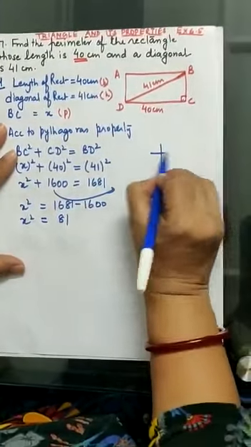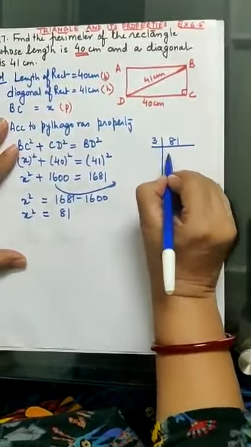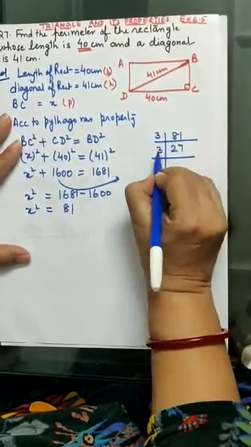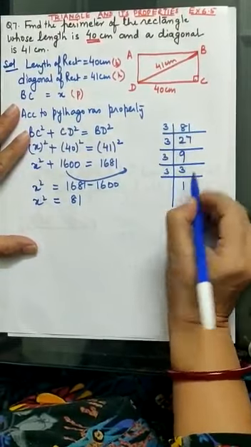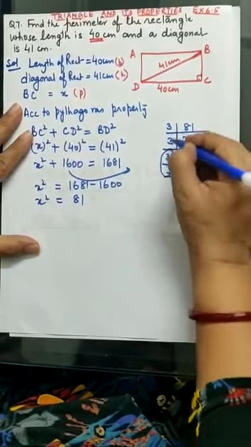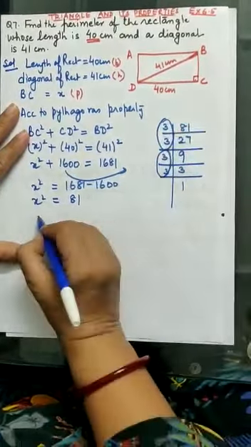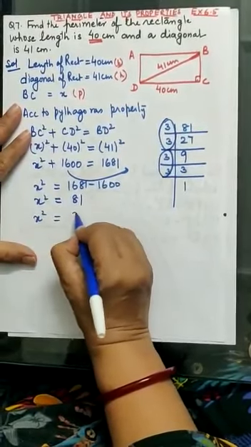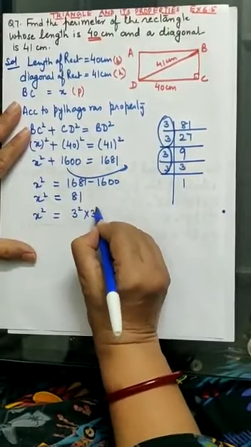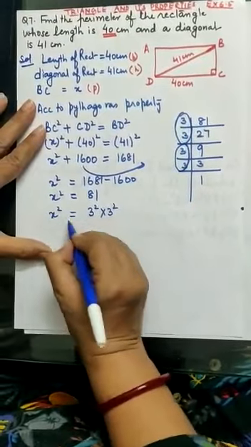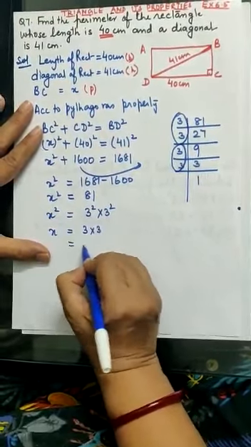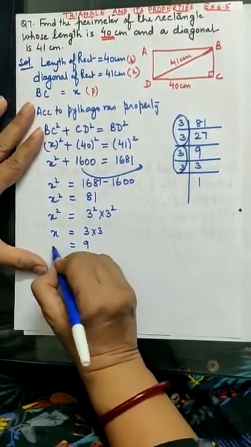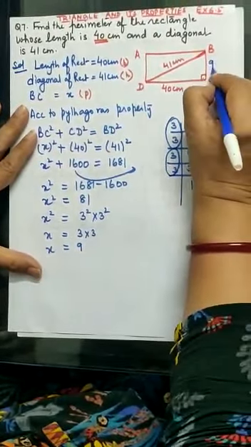Now take the prime factorization of 81. 3 27s are, 3 9s are, 3 3s are, and 3 1s are. So this is 3 into 3 is 3 square, 3 into 3 is 3 square. So what do you get? X square is equal to 3 square into 3 square. Now powers are same, you delete the powers. What do you get? X is equal to 3 into 3, which is equal to 9. It means we have calculated this as 9.